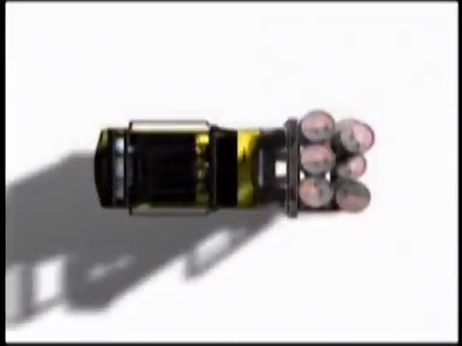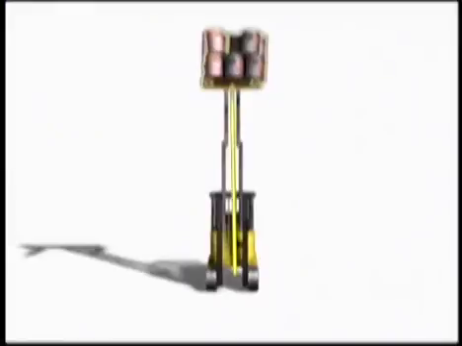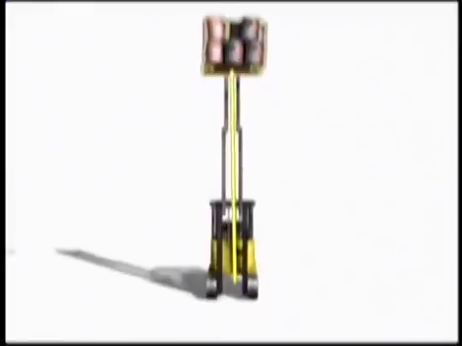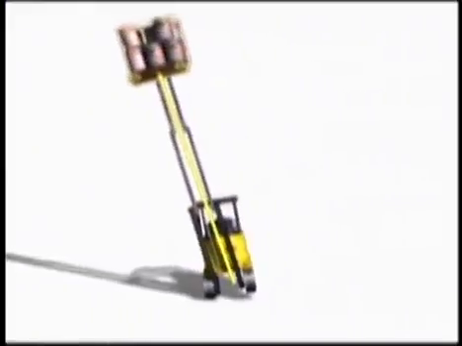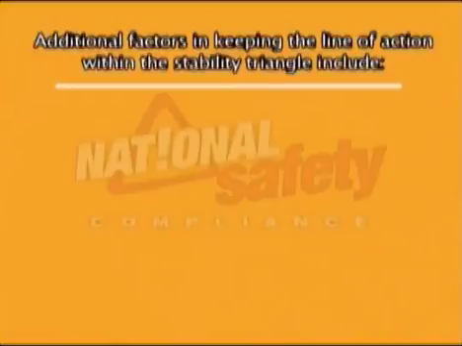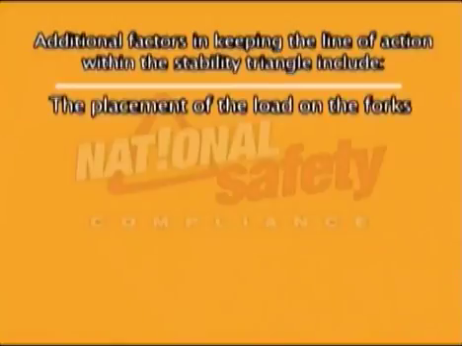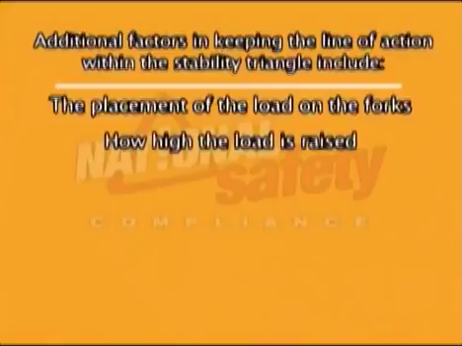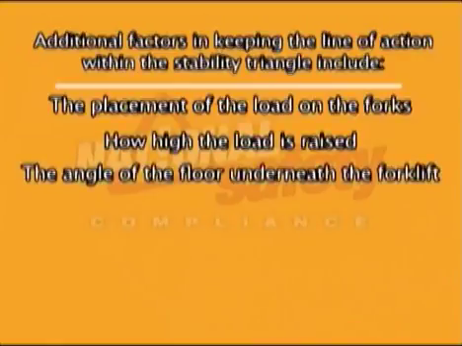Another aspect of the stability triangle is the vertical stability, or the line of action. This is a vertical line that runs through the forklift's center of gravity. If the line of action shifts outside the stability triangle, the forklift will tip over. Additional factors in keeping the line of action within the stability triangle include the placement of the load on the forks, how high the load is raised, the angle of the floor underneath the forklift, and momentum.